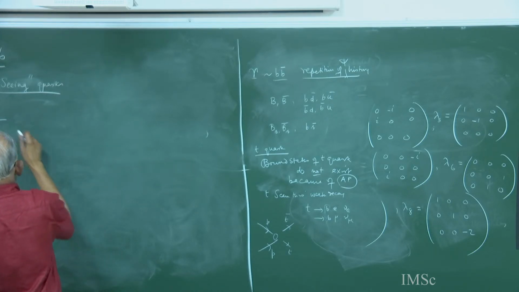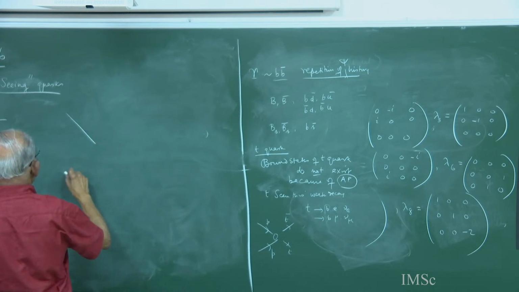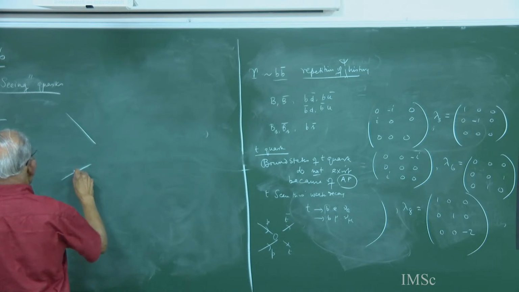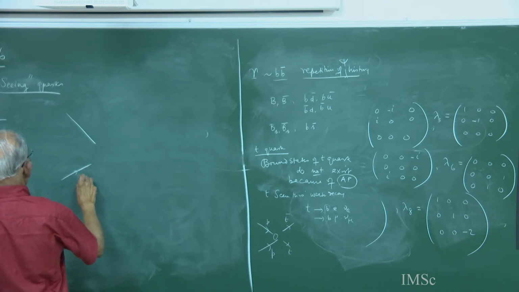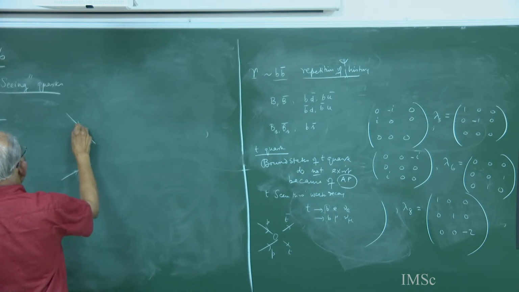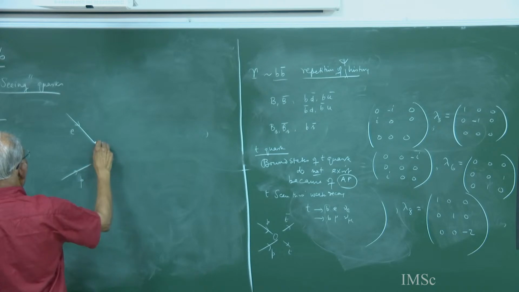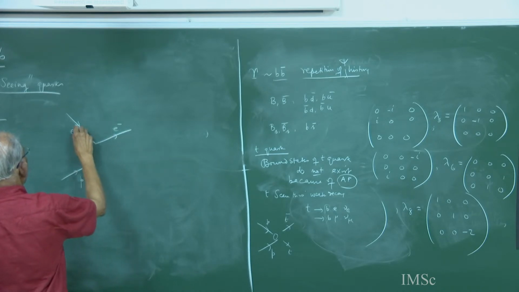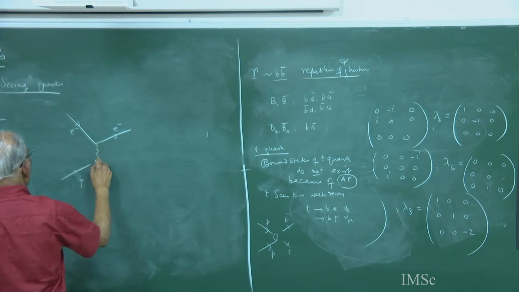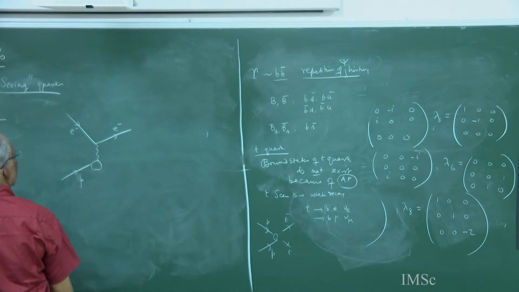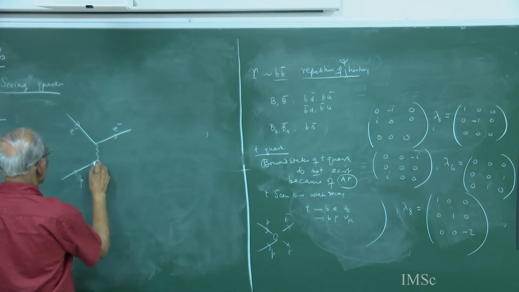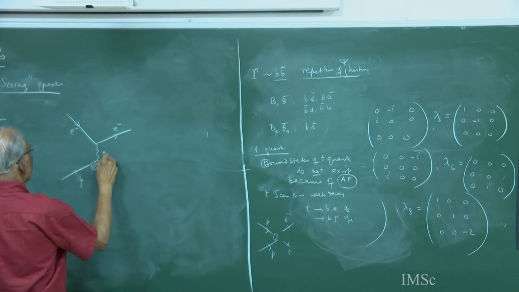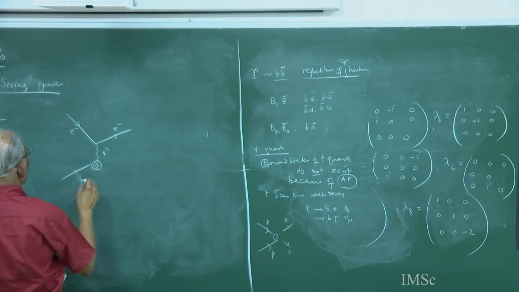What is deep inelastic scattering? Electron, proton, initial electron and final electron. It emits a photon and that is absorbed by the proton. It is a virtual photon, but a very high energy virtual photon. Its momentum transfer we call q squared. This q is very large, that is why we call it deep inelastic scattering.